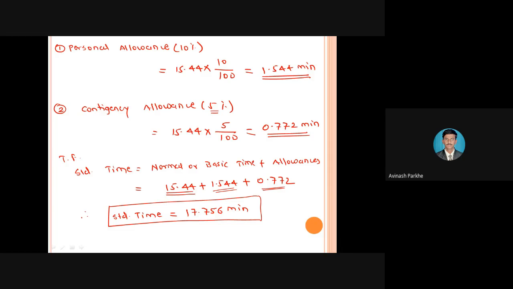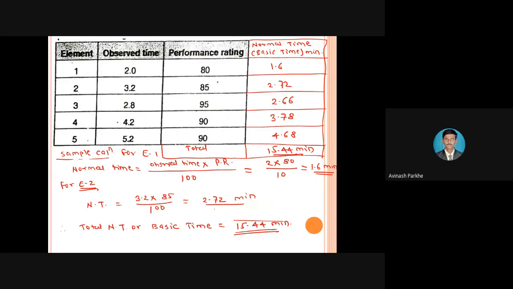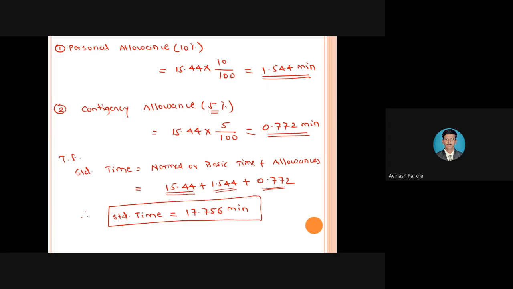So this is the sample problem related to the standard time calculation. First of all, using the normal time formula, I calculated normal time for each and every element. Then I made the addition. Then on total normal time, I considered 10% allowance, and 5% allowance. At the end, I made the addition of normal time plus two types of allowances: 15.44 plus 1.544 plus 0.772, and you get total standard time equal to 17.756 minutes. Okay, so this is problem number 1 related to the standard time calculation.